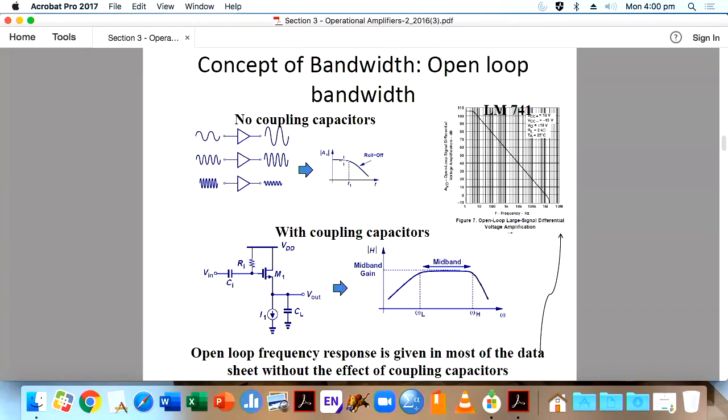The gain is constant, then after some time it starts rolling off, and then they put it in the data sheet. That is the reason in the LM741 data sheet you see open loop, then the gain is constant, and then it rolls off. So is this a high pass, band pass, or low pass? Which one is this? Yep, low pass, because it's passing only low frequencies and attenuating the high frequencies.